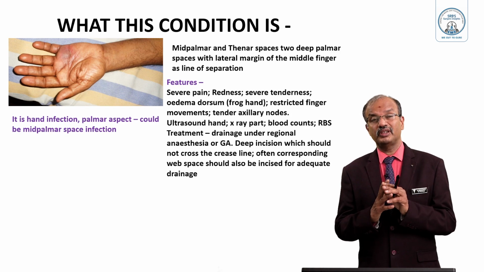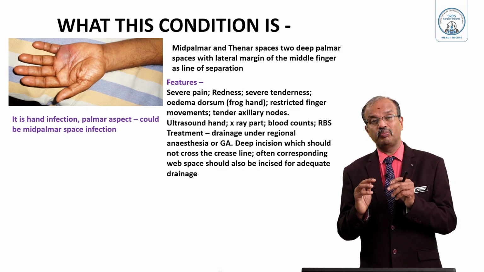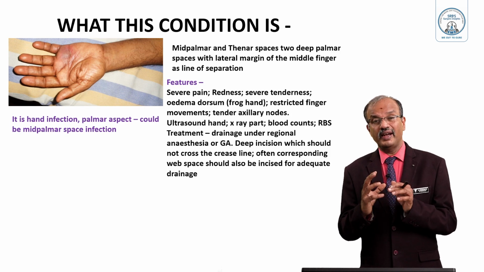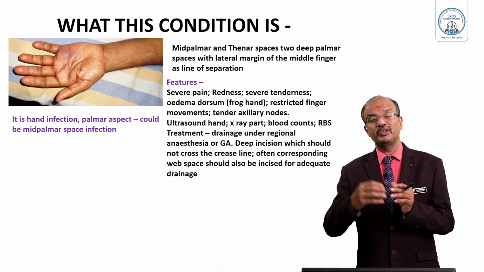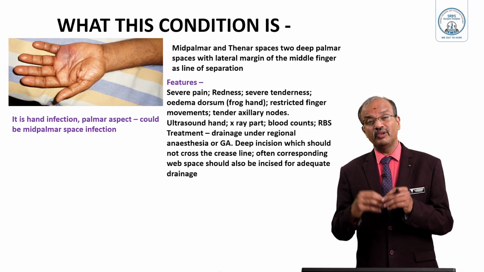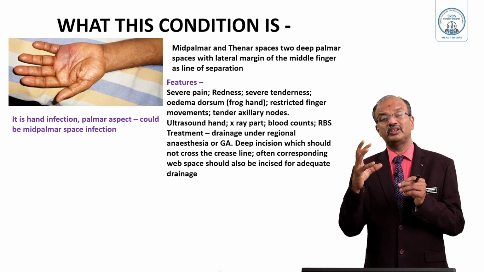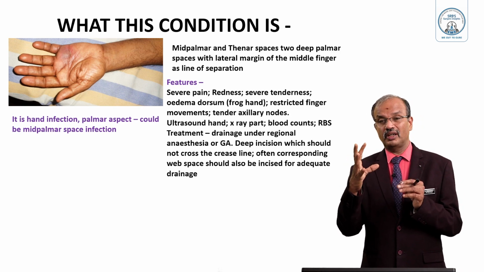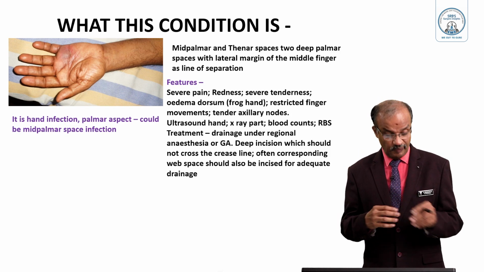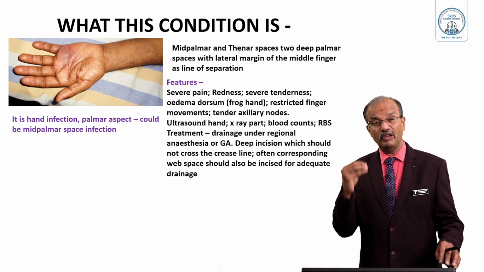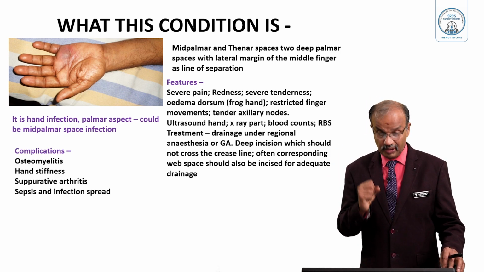Collect the pus for culture and sensitivity, give a very good wash, pack it and put a dressing. Then keep the hand in the position of rest, and eventually in the position of function. Initially the position of rest, then the position of function. Once the patient comes out of the pain and sepsis, we have to start physiotherapy for the fingers immediately. Otherwise finger stiffness will occur and they will get restricted mobility. So to avoid this complication, start early physiotherapy once the infection comes down and the pain reduces. That is also important.